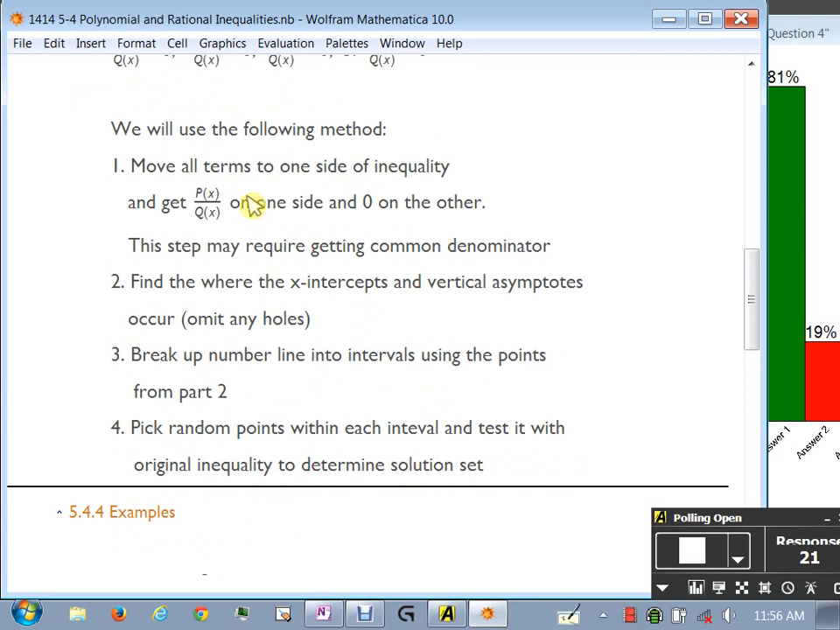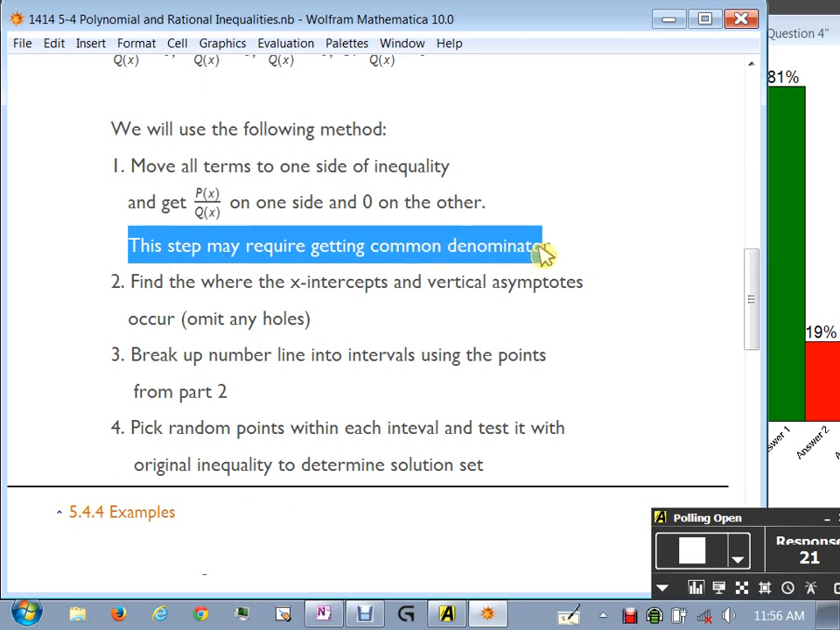We will have to move everything to one side of the inequality so that we get a rational expression on one side and a zero on the other. But there's an additional thing that may happen. We might have to get a common denominator to make it look like one big fraction. You'll see when we go through the examples.